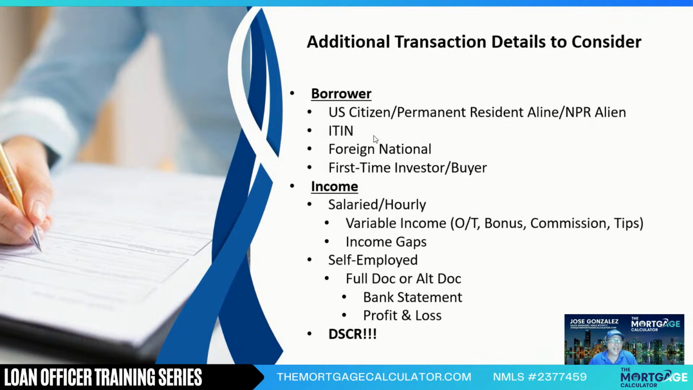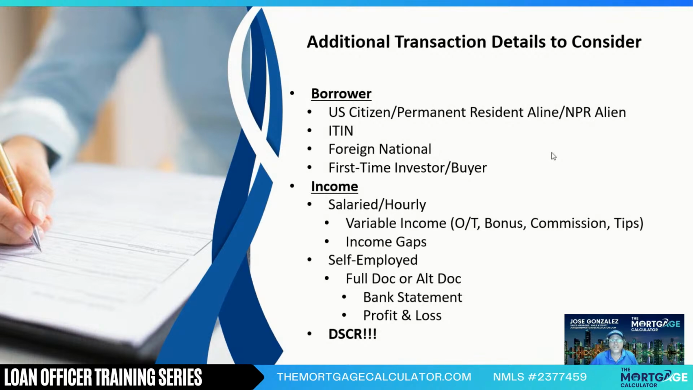Is your borrower an ITIN borrower, right? Working here in the U.S., living here in the U.S., doesn't have legal status, has U.S.-based credit? Are they a foreign national borrower? Are they a first-time investor or a first-time buyer? Those are all important considerations that could totally make or break your deal, especially in the non-QM world. That is a biggie.